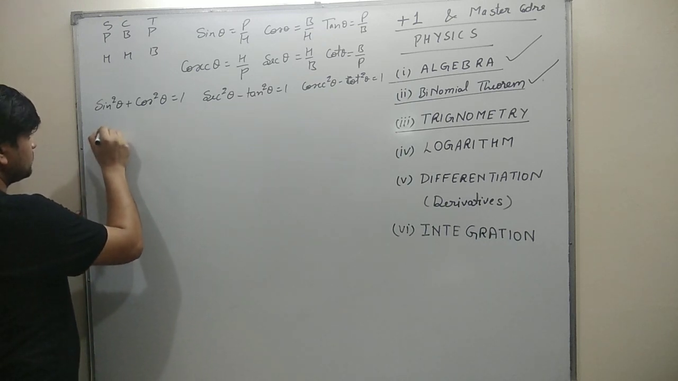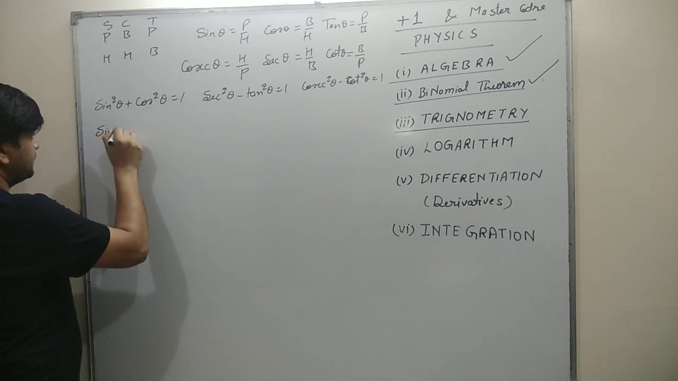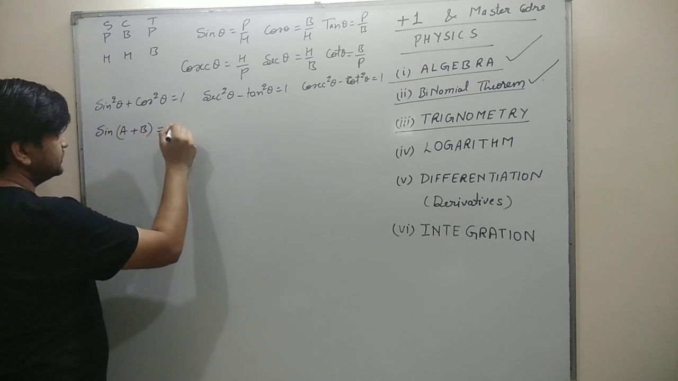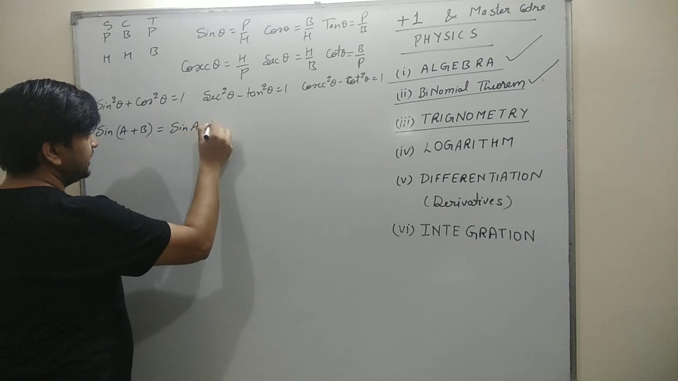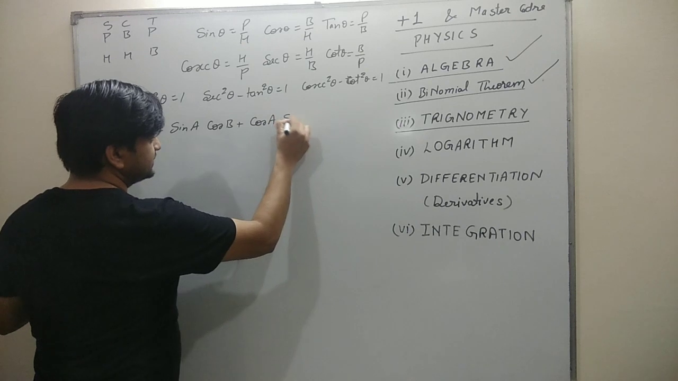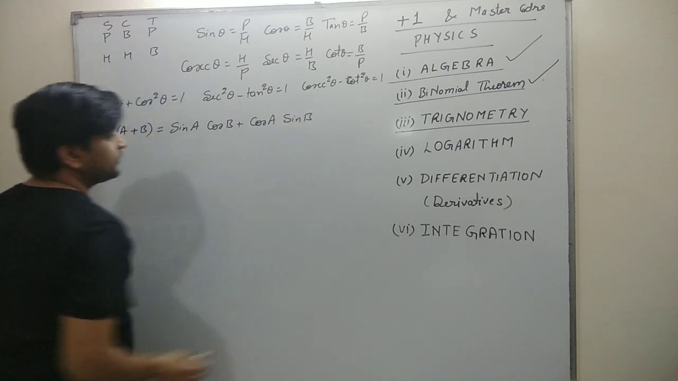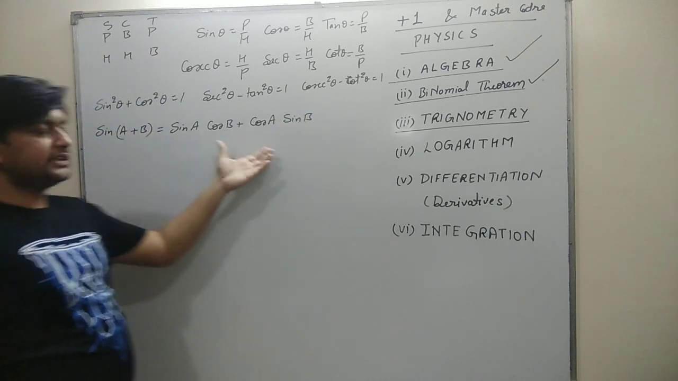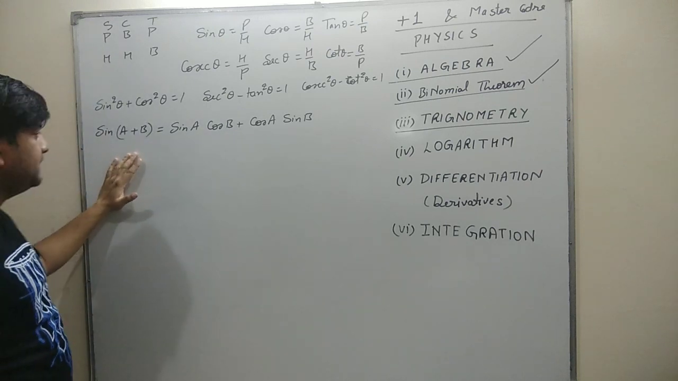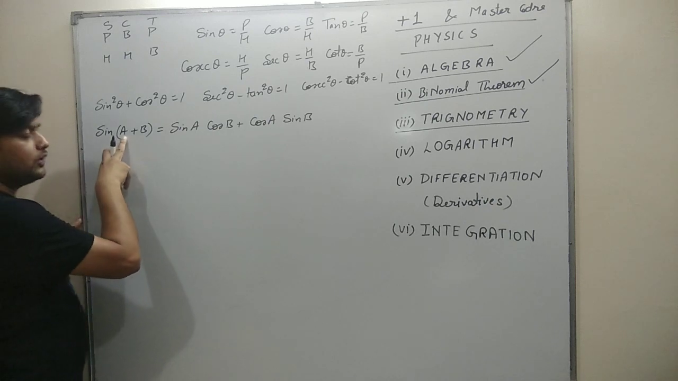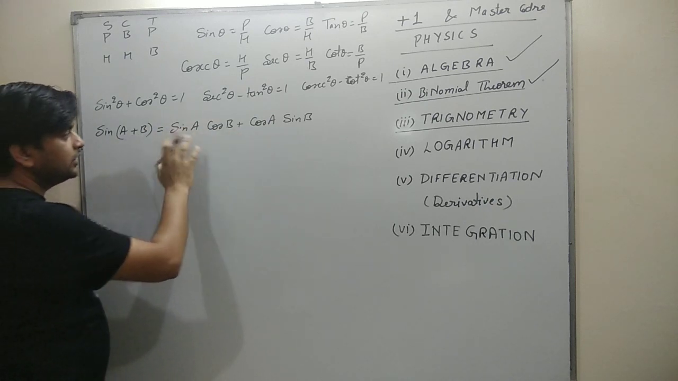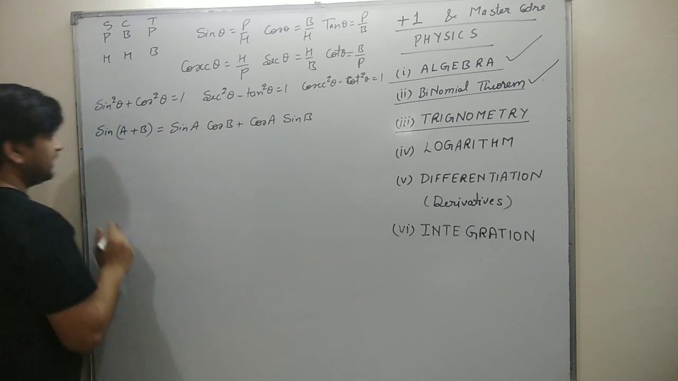Again, sin A plus B is equal to sin A cos B plus cos A sin B. You can check this formula by putting in values of A and B. Like if the value of A is 30 and B is 60, then you can check left and right.